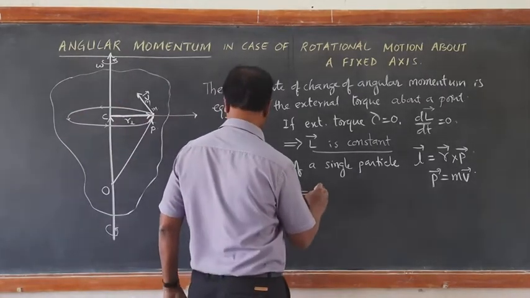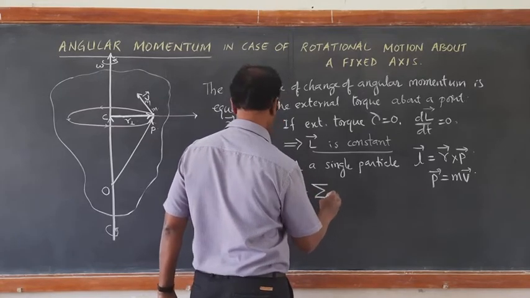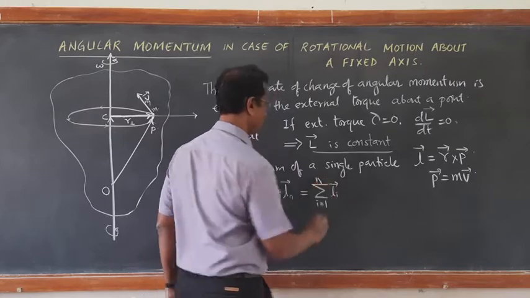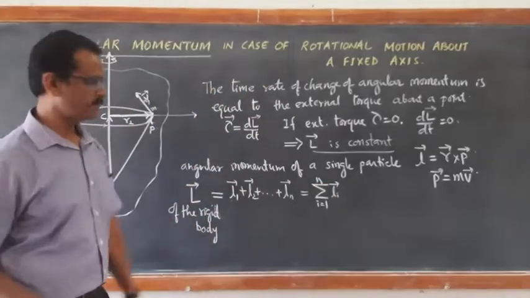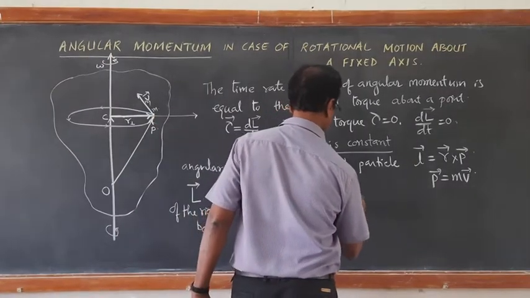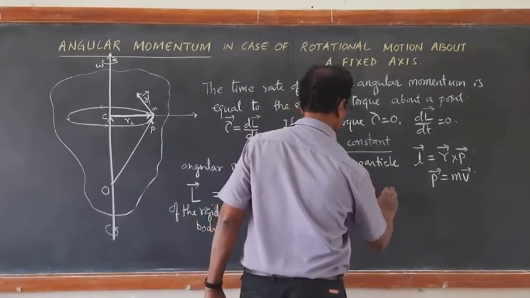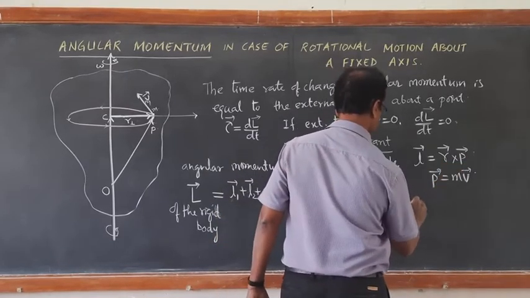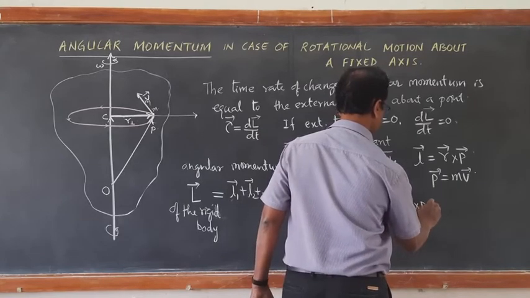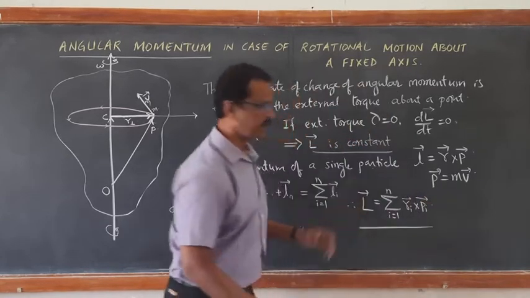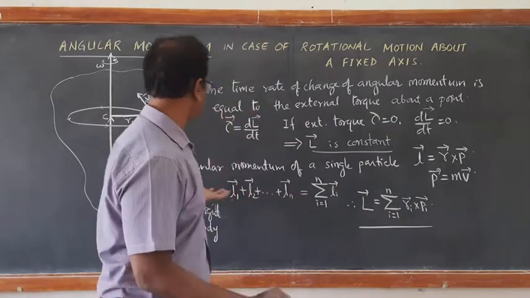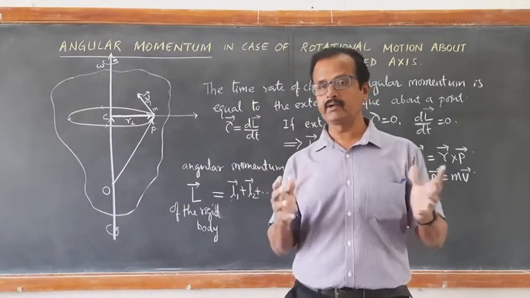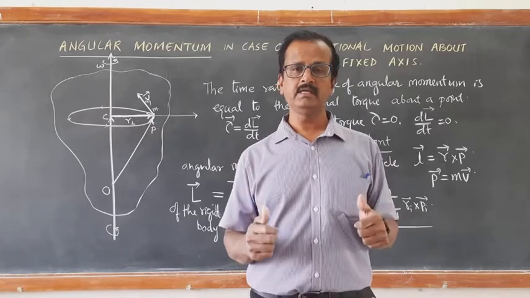So this can be written as the summation of Li, where i extends from 1 to n, considering that this rigid body is having n number of particles. This can be further written as vector L is equal to summation i equal to 1 up to n of ri cross pi. We are going to analyze this equation later and find the relation between angular momentum and angular velocity, which is very important, that we will do in the next video.